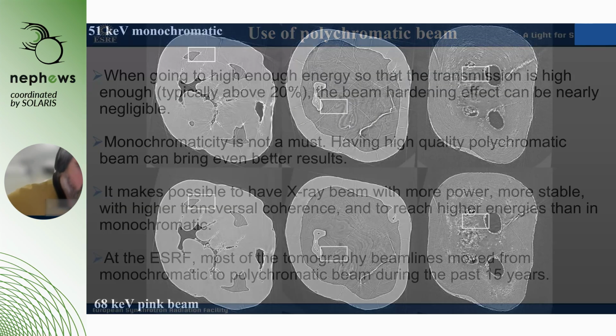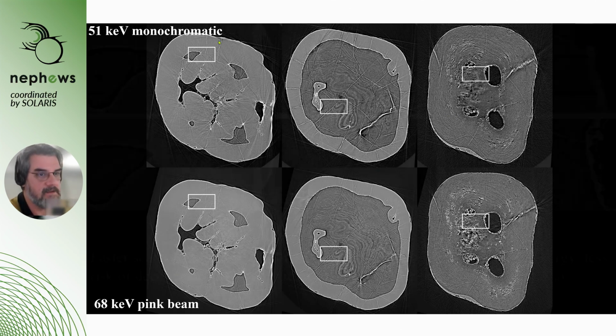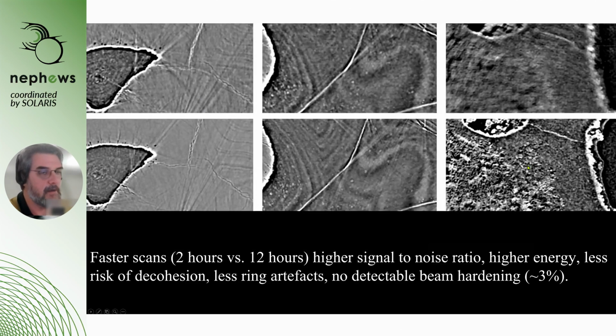To show you that it is bringing better quality, on the top row, you have a monochromatic scan of a fossil tooth done at 51 kiloelectron volts, and the same done with polychromatic at 68 kiloelectron volts average energy. If you zoom in, you can see that the quality is better with the polychromatic. And on top of that, the monochromatic scan took 12 hours and the polychromatic scan took 2 hours.